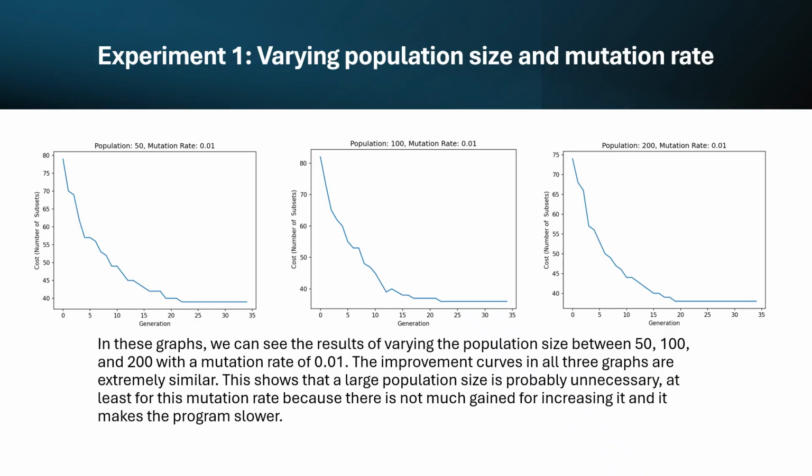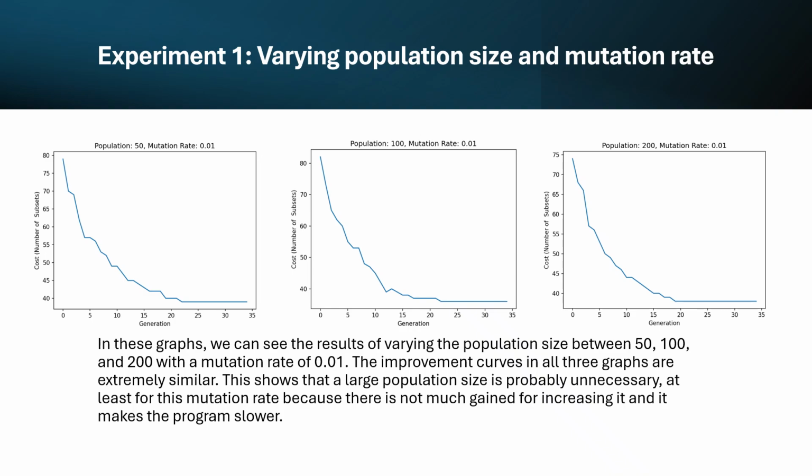All right, so let's talk about the first experiment that I ran, which is varying population size and mutation rate. Over the next 3 slides, you will see different graphs. These graphs range from population 50 to 100 to 200. All the ones on this slide are mutation rate 0.01. All the ones on the next slide will be 0.04, and the next will be 0.07, just for context. So I will read the description now.